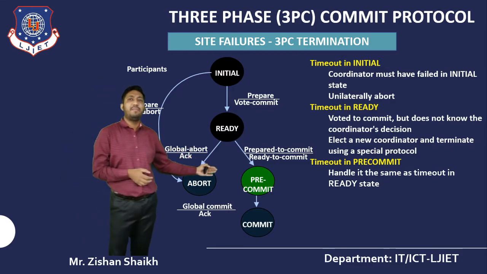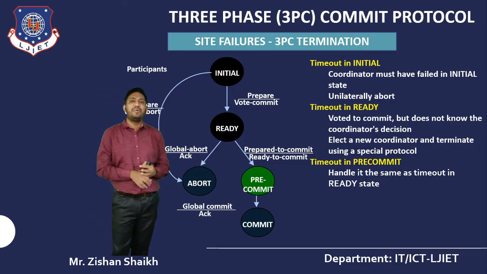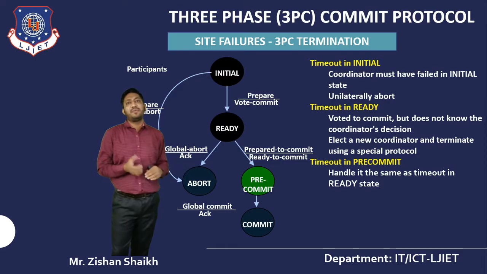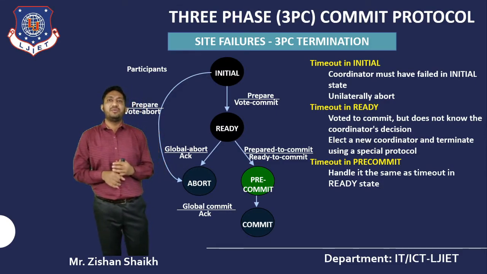So if any participant times out in the pre-commit state, it doesn't know exactly how the coordinator is sending the message. That's why it terminates itself, or it checks the condition of a neighbor participant: has my neighbor already received the data item, positive or negative, from my coordinator or not?